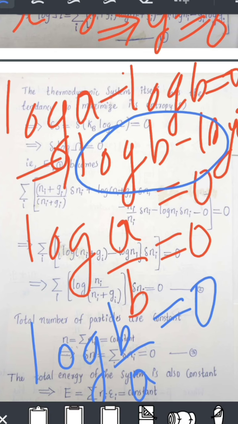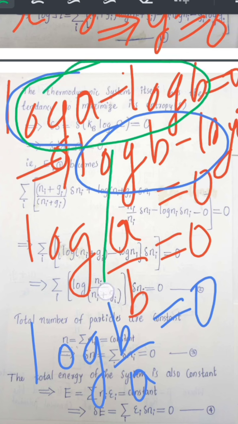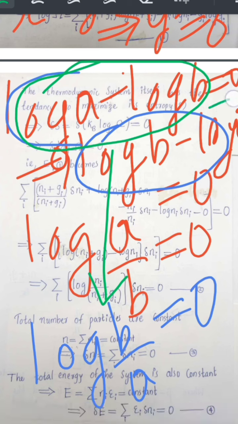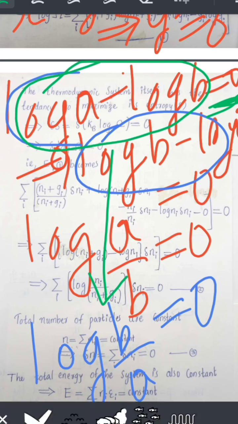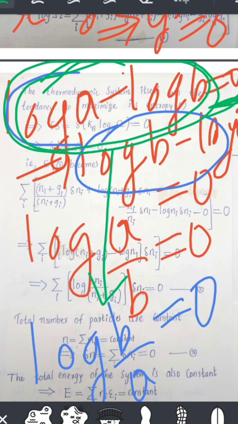So remember the condition that the RHS should be equal to 0. In that case only you can write log A minus log B as log B by A instead of log A by B.